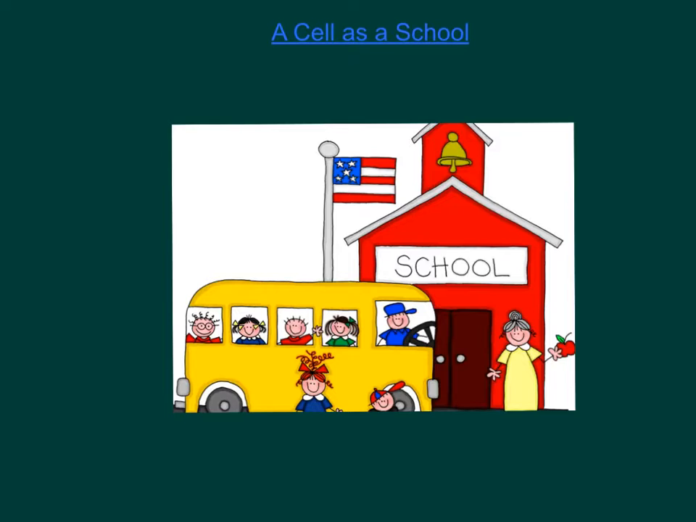The cell is like a school because the cell wall is like the school walls because it protects the school from the outside world and makes it strong. The cell membrane is like the window screens because it keeps the good in and the bad out, and they are both thin and flexible.